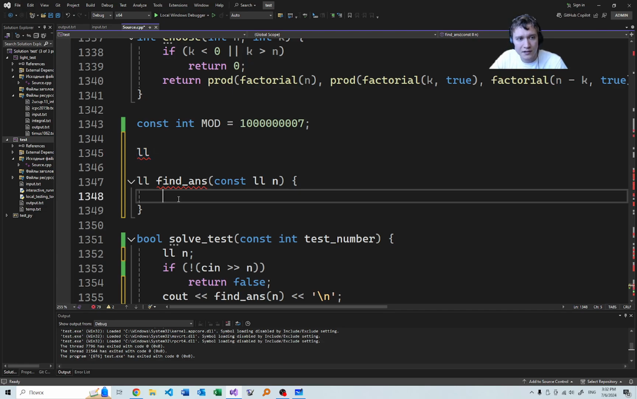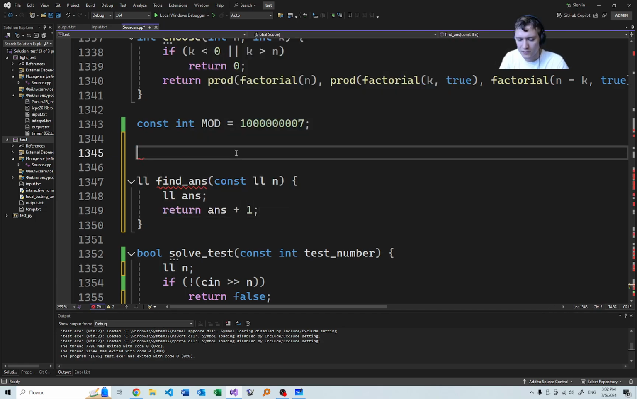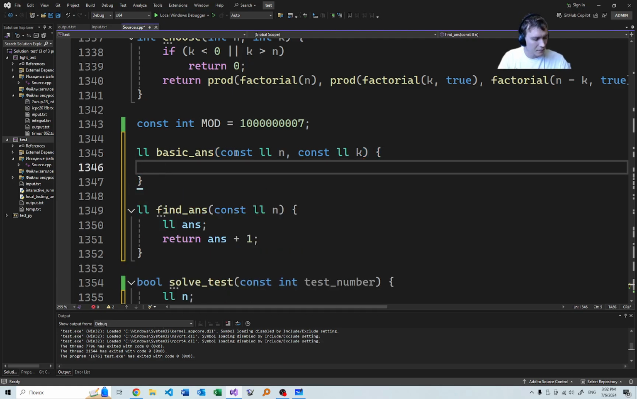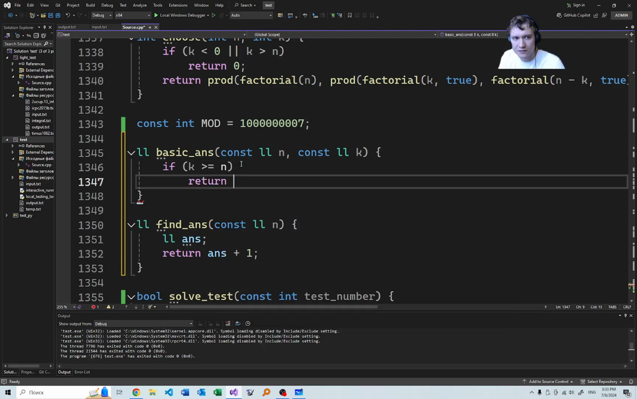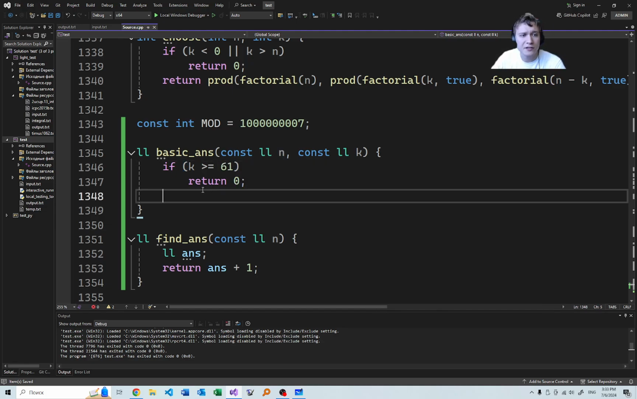So let's just say that we calculate something and in the end, we return ans plus 1, simply. Yeah, okay, so first of all, if k is at least 61, we simply return 0 because there are no such numbers. Even 60 would be nice.